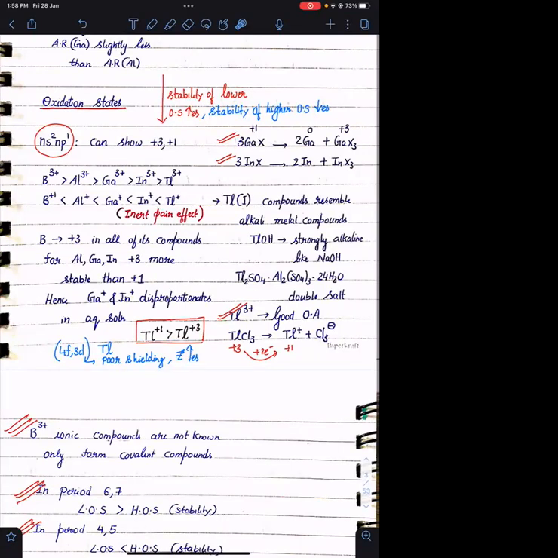For aluminium, gallium, indium, +3 is more stable when compared to +1, but +1 also exists. Okay, but which is stable? +3 is more stable than +1. Only in the last element does the lower oxidation state become more stable than the higher. Okay. As +3 is more stable for these, gallium and indium +1 oxidation states disproportionate. That means +1 converts into +3 and 0. What is the reason? For gallium and indium, +3 is more stable than +1. Are you understanding?